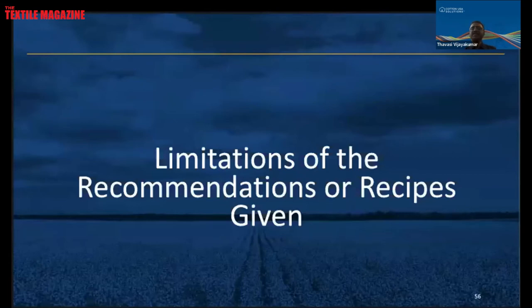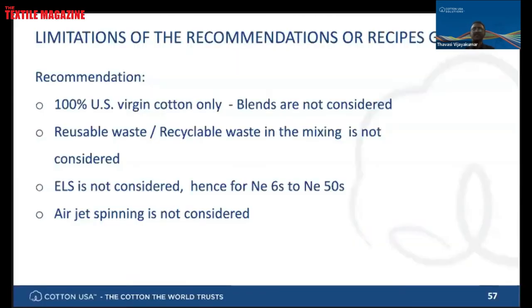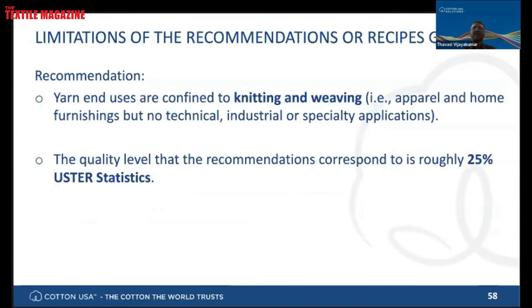So what are the limitations of the recommendation given? We have done it only for 100% US upland cotton. We have not considered ELS, and the count range is only up to 6s to 60s, and air jet spinning is not yet considered. And end users are mainly restricted to knitting and weaving for apparel and home furnishings. It does not include industrial or technical textiles. These recommendations are meant to produce yarn with 25% Uster statistics value or lower.